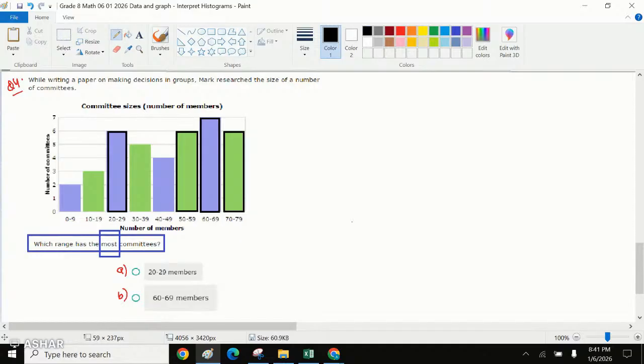So can we say this was 6, this was 6, this was 6, but this was 7, right? That means 60 to 69. That is option number B. Yes, thank you. So 60 to 69 had the maximum number, right? Most committees on it. The most committees was 7, and which had 60 to 69 members on it.